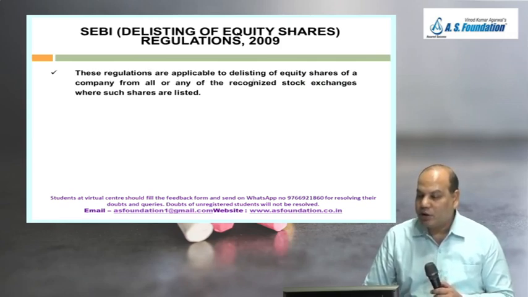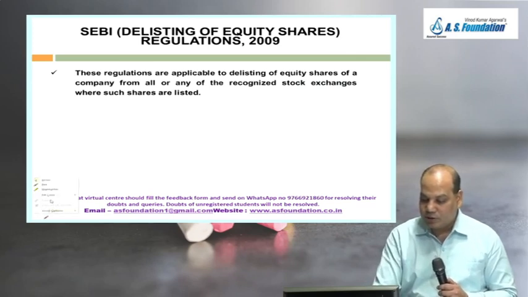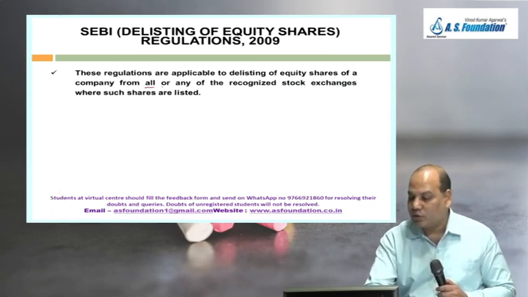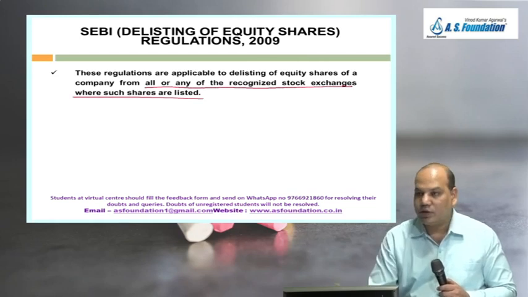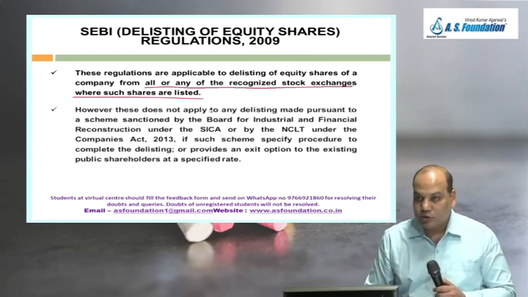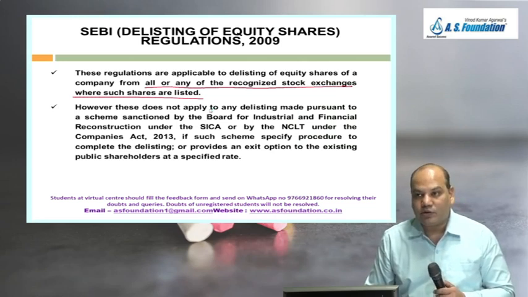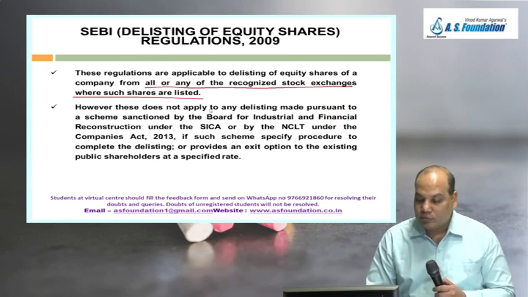These regulations are applicable to delisting of equity shares of a company from all or any of the recognized stock exchanges where such shares are listed. So delisting provisions can be applicable to only one stock exchange or all the stock exchanges where the shares are listed. You may get delisted from only one stock exchange, but you can continue in the other stock exchange also. However, this does not apply to delisting made pursuant to a scheme.